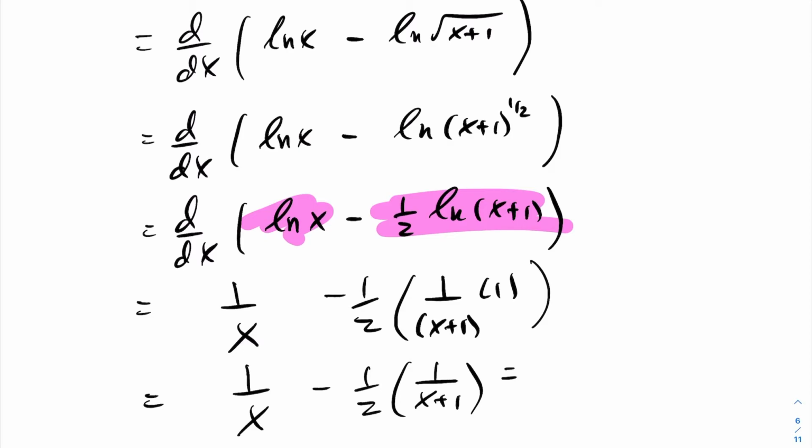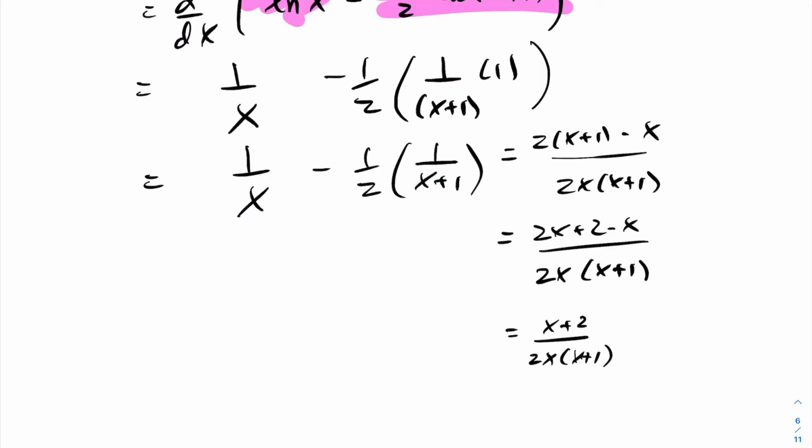Putting this together and getting a common denominator, we get, notice after getting a common denominator, I then distributed the 2 into the binomial. I then just collected like terms, and our simplified derivative is x plus 2 over 2x times x plus 1.